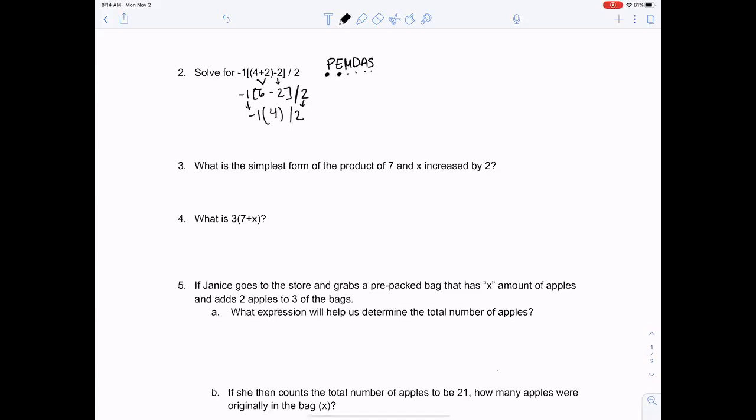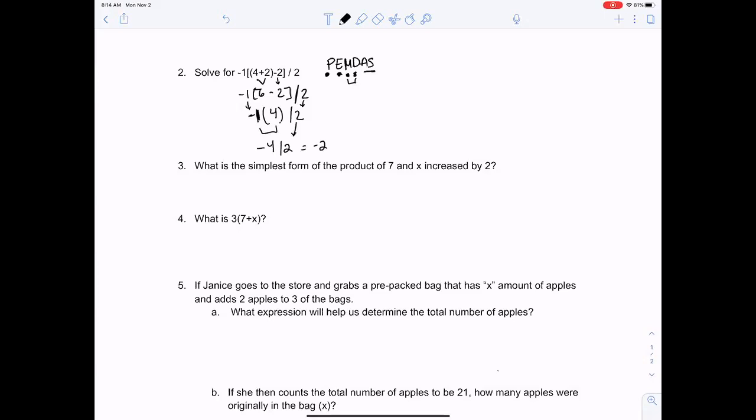Do I have any exponents? Well, no, there's nothing as an exponent. Do I have multiplication? Yes, multiplication and division come next together. There is no addition and subtraction. This is a negative one. It's not minus 1. So I could go ahead and multiply these two together first. It's negative 4 divided by 2. That gives me negative 2.